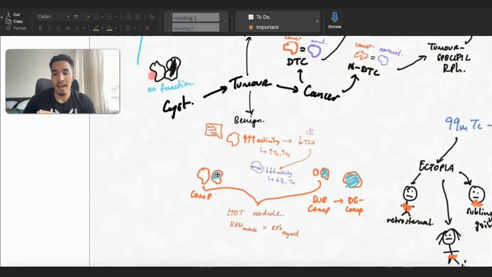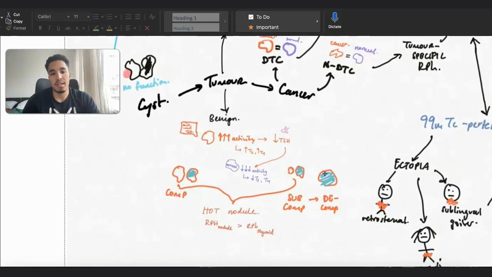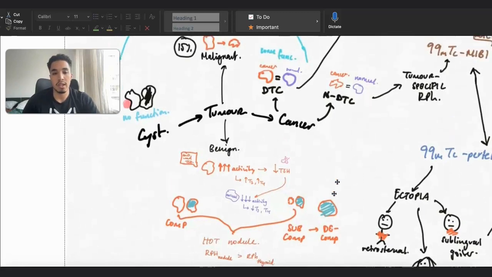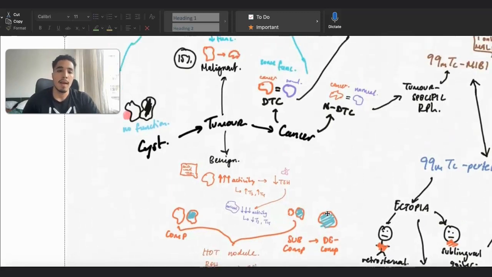And then decompensated is when it's significantly really bad, when it's eating up everything and it's literally just one mass of a gland eating out everything. So that's decompensated, and there's literally no other thyroid tissue normally functioning there, and you see that in toxic goiter. So that is really a red flag.